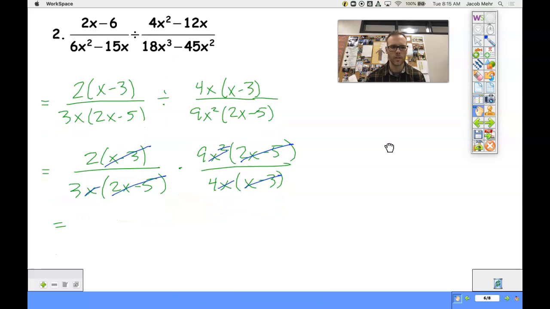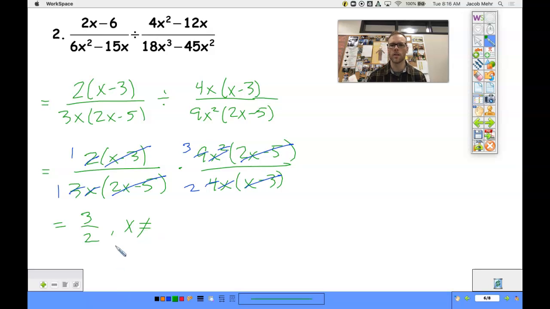Now what do we have left? We have a 2 and a 4, which reduce to a 1 and a 2. The 9 and the 3 reduce to a 3 and a 1. What's left in my numerator? Only 3. What's left in the denominator? Only 2. So this big, ugly dividing two rational expressions is just the same as 3 over 2. Except now we have to get rid of those values that aren't allowed.